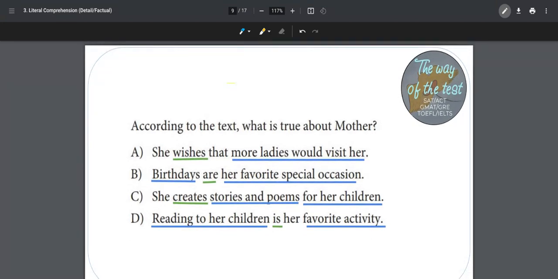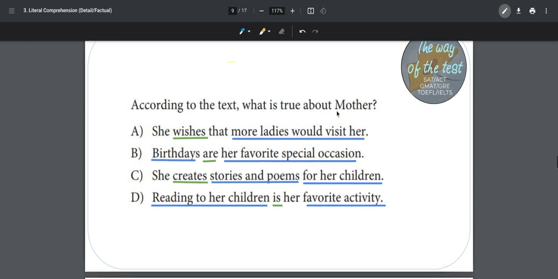Again, I have separated the alternatives into verbs and noun clauses. So the green parts are the verbs. So she wishes, the verb to be in letter B, she creates, or just the verb to be again in letter D. And then the blue part, which is the main thing that we're talking about, right? So A, she wishes, so we're going to see whether she wishes or not. And more ladies will visit her, so we're going to see whether it's the more ladies that's visiting her or not. Birthdays are her favorite special occasion, and so on. We're going to analyze one by one.